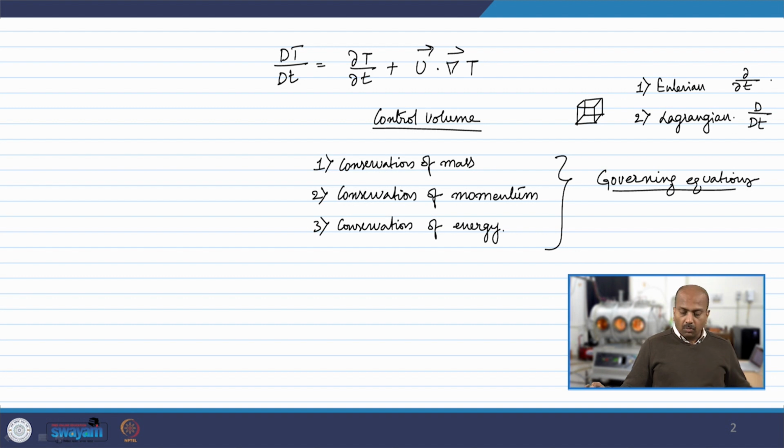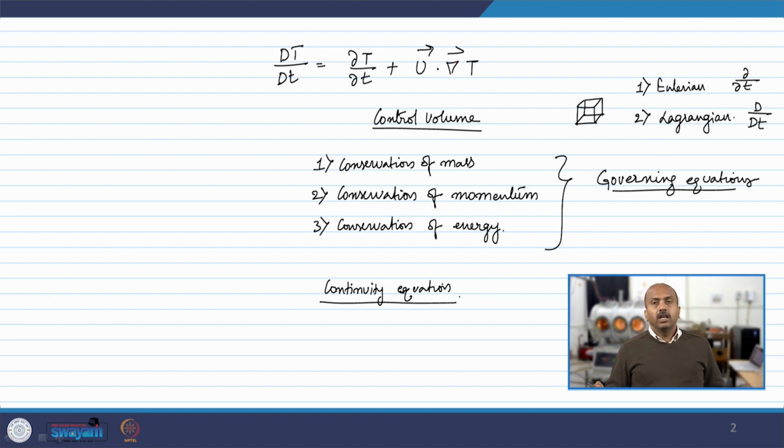Now, let us talk about conservation of mass. The conservation of mass results in what is called the continuity equation. We are familiar with the equation of continuity which enables us to understand how much of mass, let us say, is coming into this control volume and how much of mass is going out of this control volume, right.